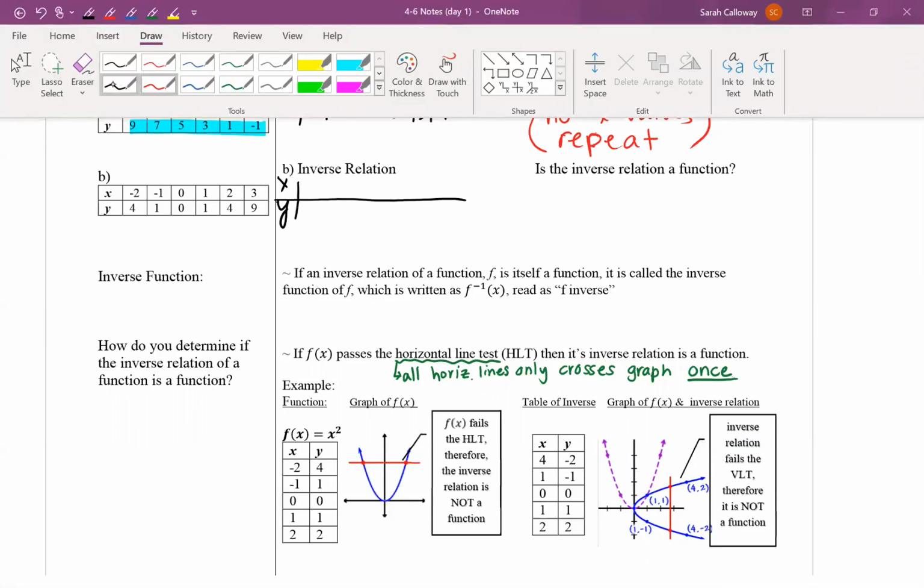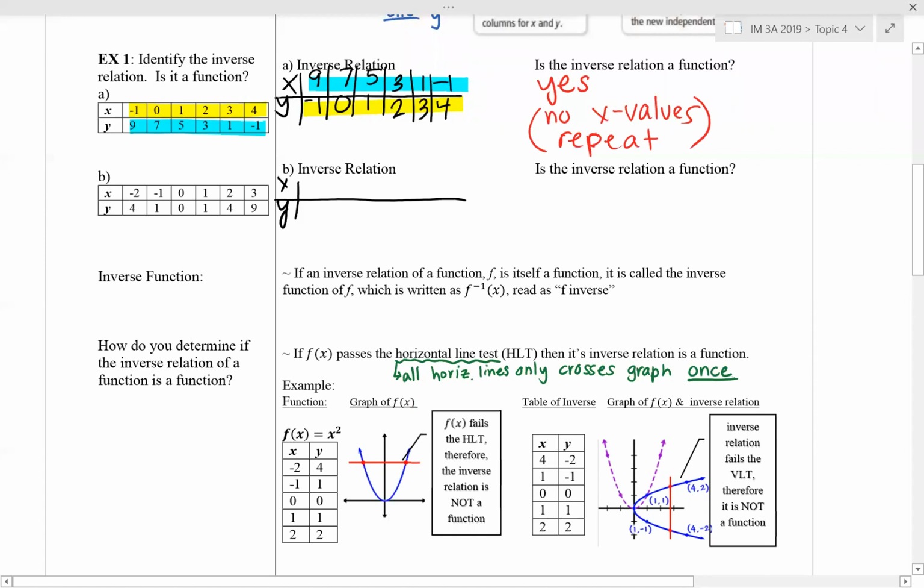So looking at problem B, our table has the first point of -2, 4. So that means the inverse is going to have the point 4, -2. And then 1, -1, 0, 0. 1, 1 is going to switch and stay 1, 1. 2, 4 is going to switch to become 4, 2. And finally, the point 3, 9 maps to the point 9, 3.